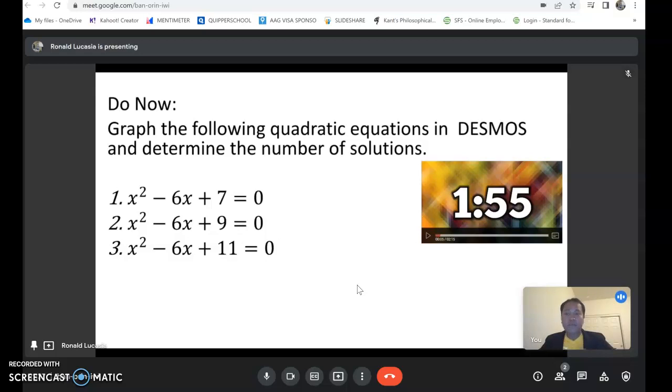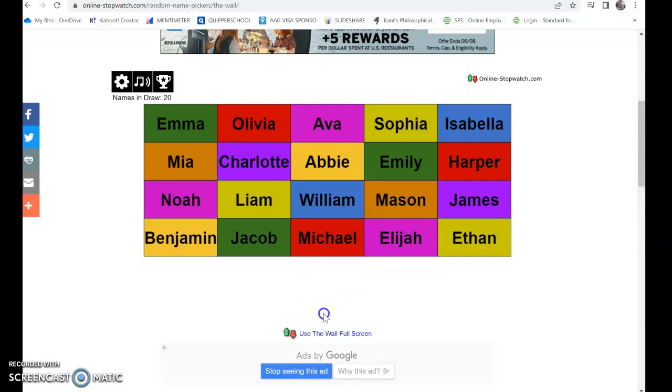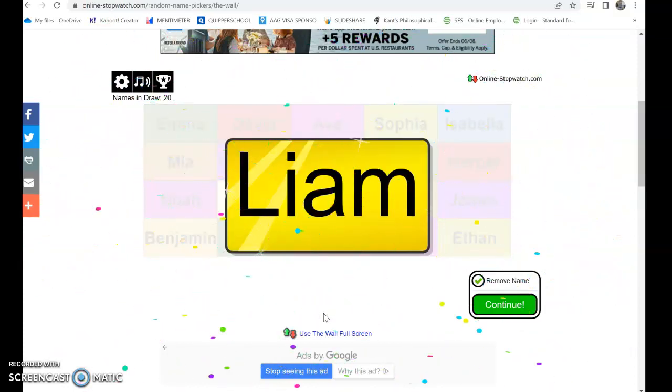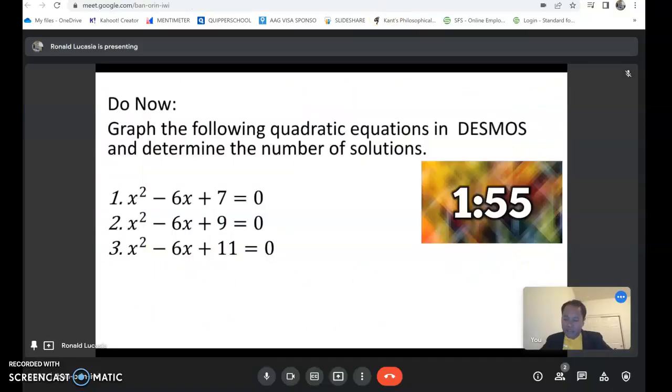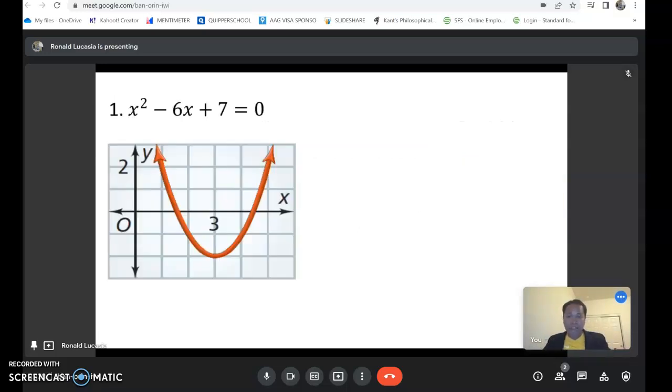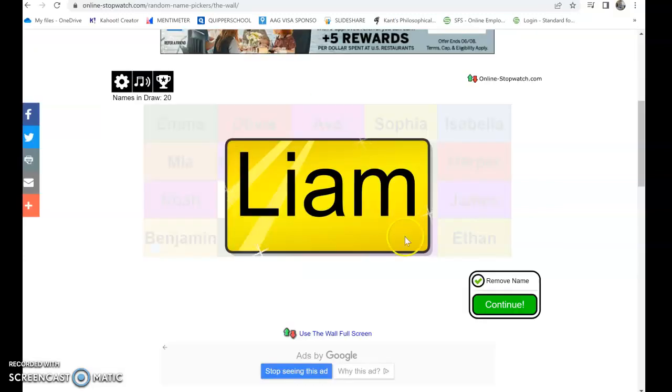So let's start with number one. I'm going to call, let's see, Liam. Liam, can you show us the result of your graph and give us your observation? Very good. Fantastic, Liam. According to Liam, the graph of x squared minus 6x plus 7 intersects the x-axis at two distinct points. Very good.